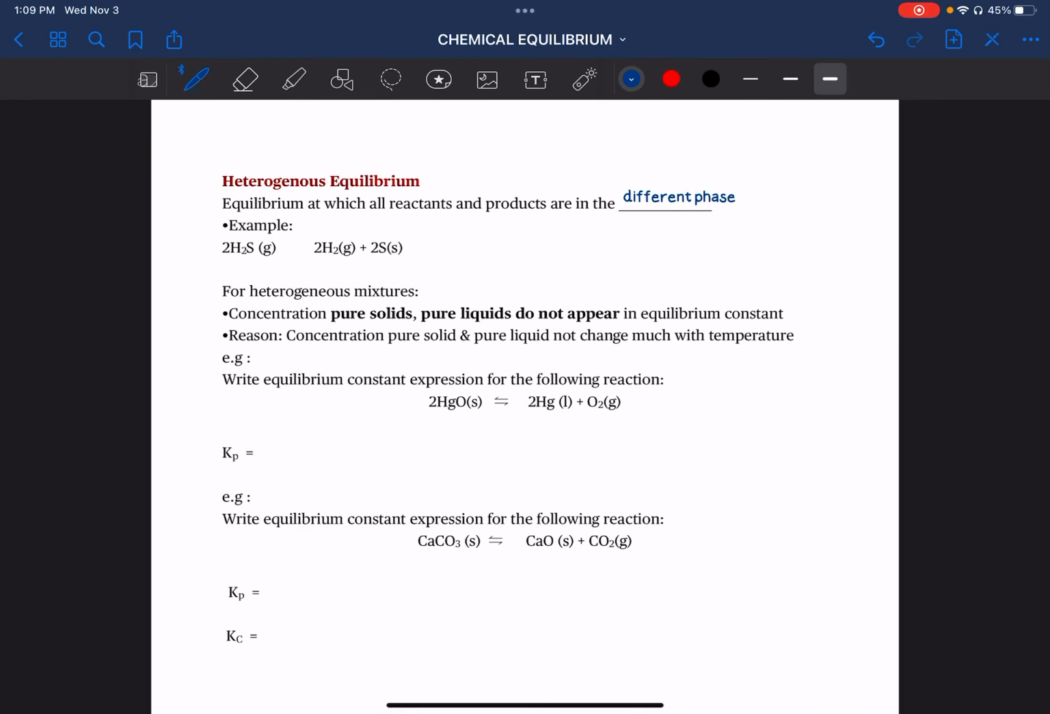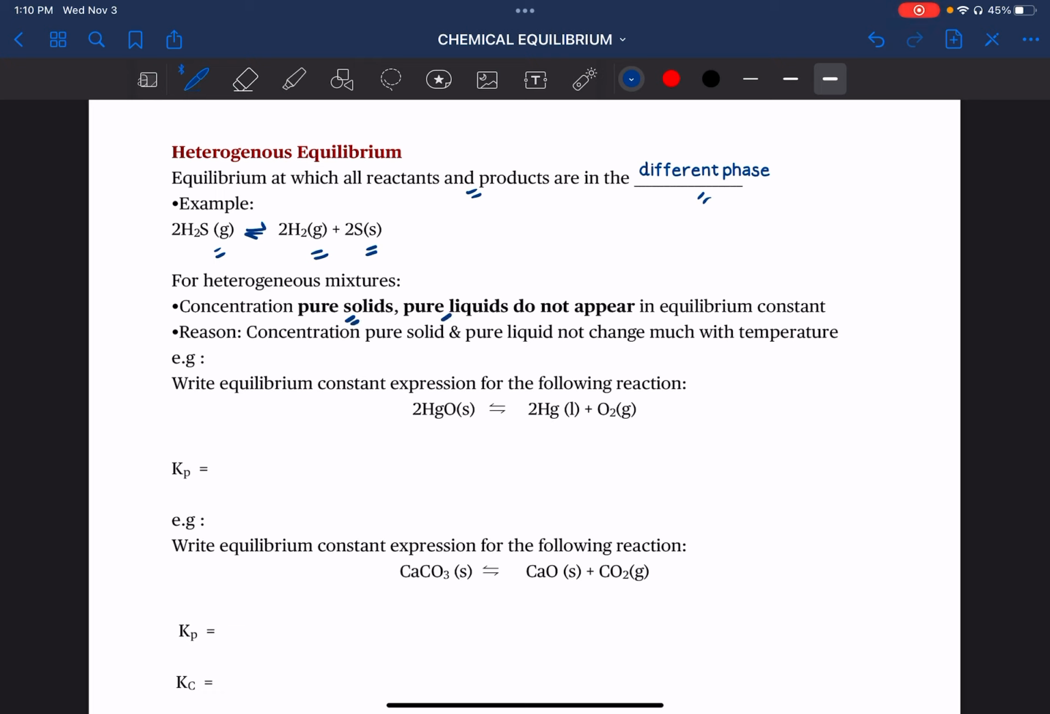Kalau heterogeneous, okay, all reactant and product are in different phase. For example, this one, we have gas, solid. Ada je satu phase yang berbeza, kita akan panggil dia heterogeneous equilibrium. Okay, so for heterogeneous mixture, concentration of pure solid, pure liquid do not appear in the equilibrium constant. Kenapa dia tak muncul dalam Kc or Kp? Sebab dia punya concentration of pure solid and liquid do not change much with temperature. Okay, so itu reason dia lah.